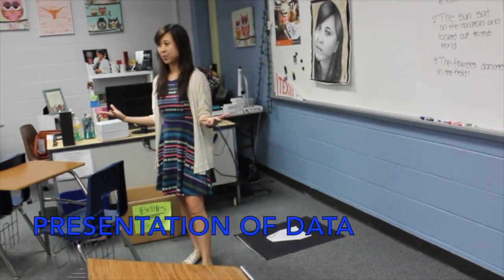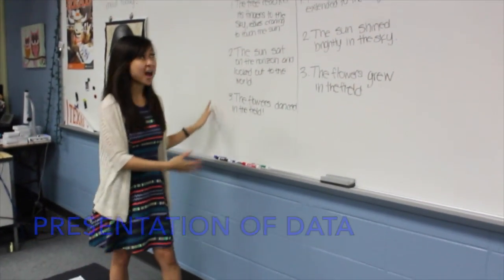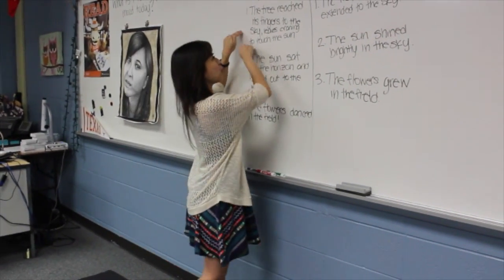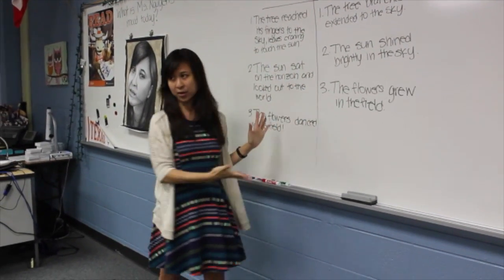On to a new lesson today. If you would take a look up here, I have two columns, a yes column and a no column. Each column has 3 sentences. They're relatively similar. Like 1 and 1 are very similar, 2 and 2 are similar, and 3 and 3 are similar, but they're different.